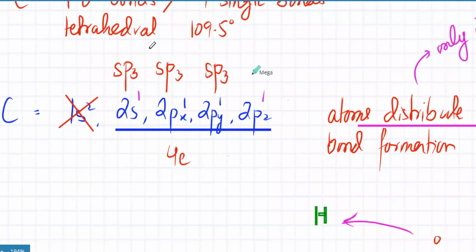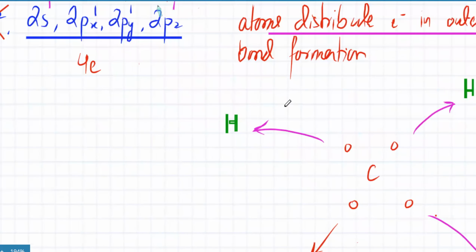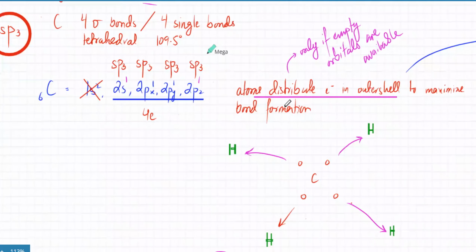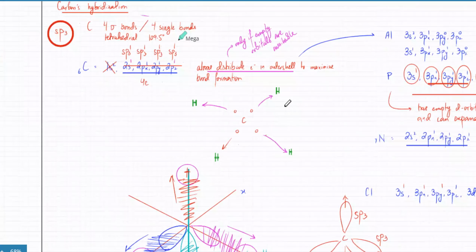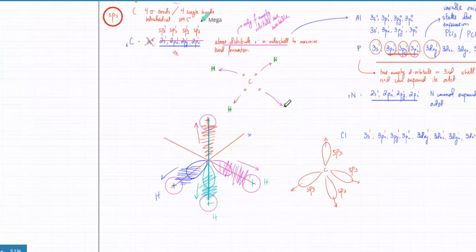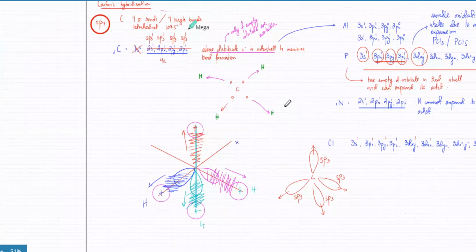So Sp3 is just a name. The word Sp3 just indicates that one s and 3 p orbitals have all changed their shape. So instead of calling them 2s, 2px, 2py, 2pz, you give them new names. Each one still has 1 electron. Basically, it's the same orbital, but the shape has changed. So is the idea clear?